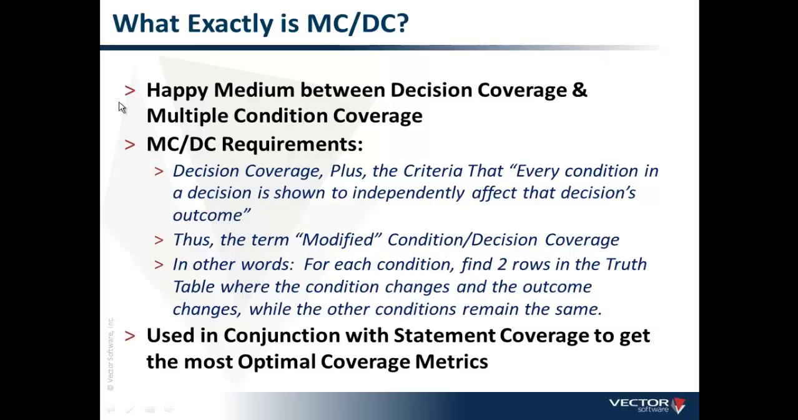So what exactly is MCDC? It's really a happy medium between decision coverage and multiple condition coverage. The requirements of MCDC are decision coverage plus the criteria that every condition in a decision is shown to independently affect that decision's outcome. That's where the term modified comes from. So in other words, for each condition, you need to find 2 rows in the truth table where the condition changes and the outcome changes while the other conditions remain the same. Typically, MCDC is used in conjunction with statement coverage to get the most optimal coverage metrics.